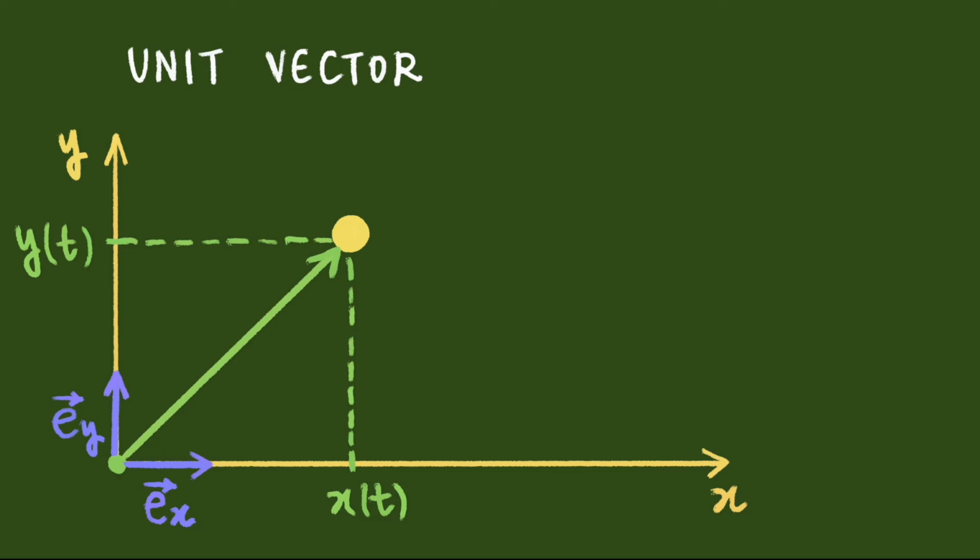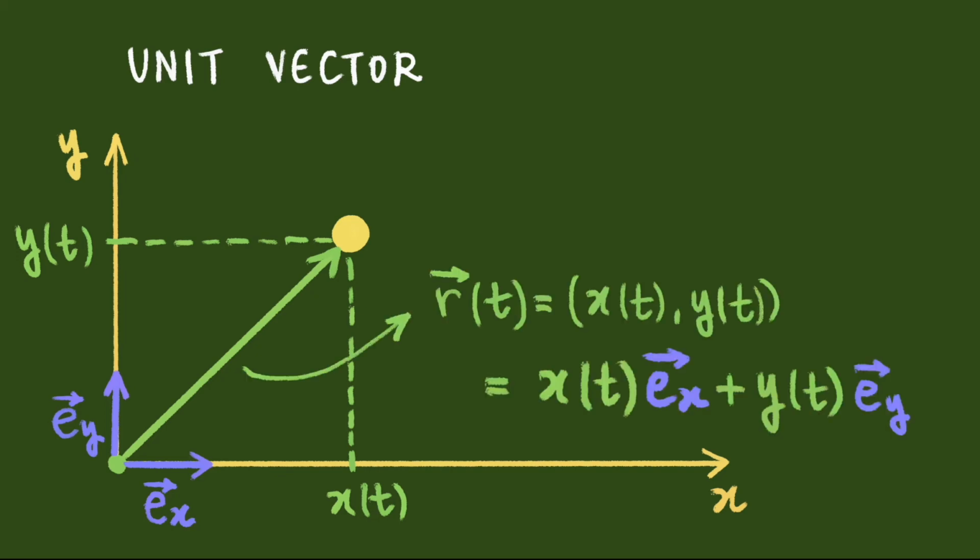Then we can think of this position vector as the sum of two vectors, x times ex and y times ey. In other words, it can be expressed as an equation like this. In this way, you can understand that the components of a vector are the coefficients of the unit vector itself.